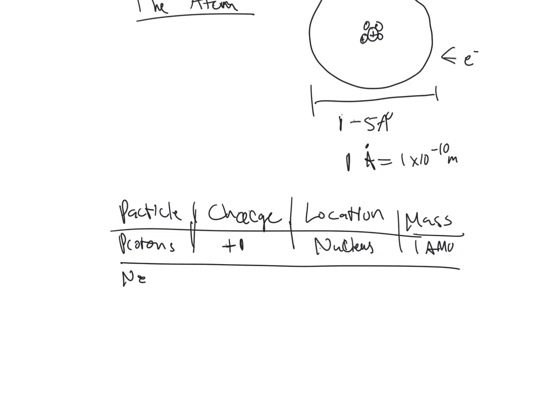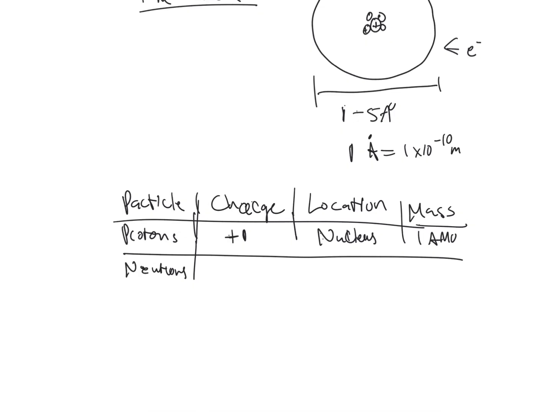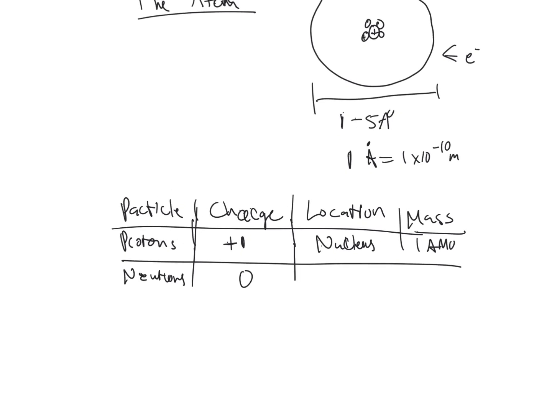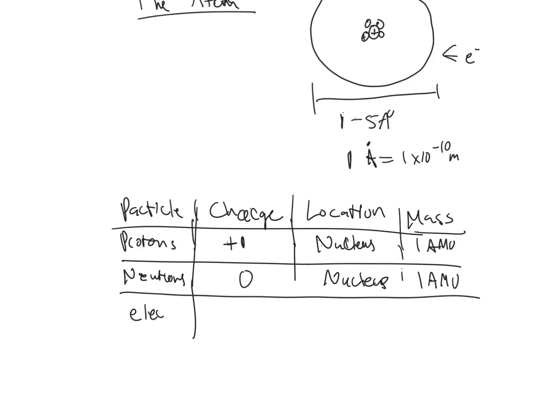Now looking at neutrons, those carry no charge, so its charge is 0, also present in the nucleus, and its mass is also 1 AMU, so it contributes to the mass of the entire particle. Then we have the electrons. They carry a charge of -1. They're located around the nucleus in the electron cloud, and their mass is basically 0. Their mass is so small compared to protons and neutrons that we typically don't consider them within the mass calculation of a particle.